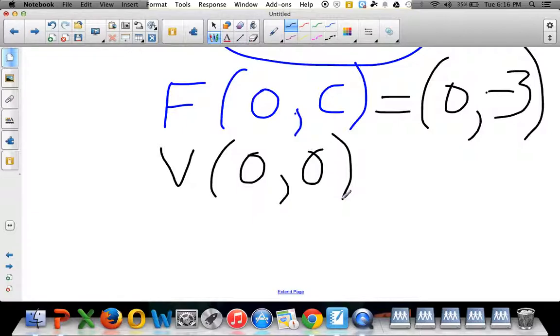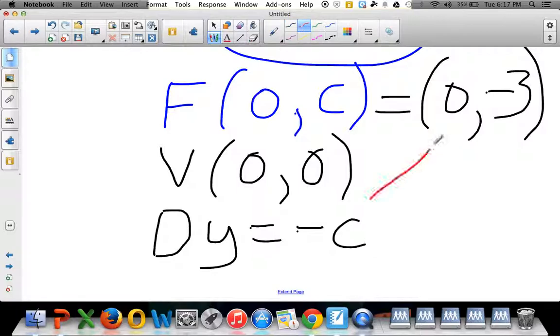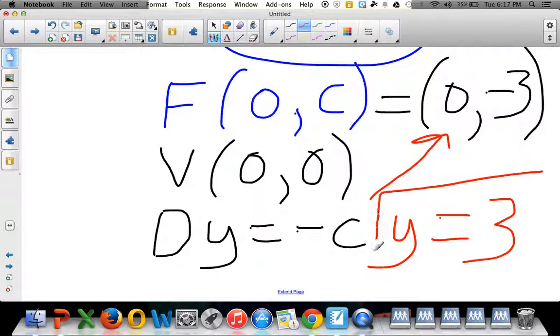And the last thing I need to know was my directrix. My directrix is y equals -c, which I find from my focus, so it's the opposite sign of what my focus point is, which is going to be y equals +3. Those are my 3 answers.